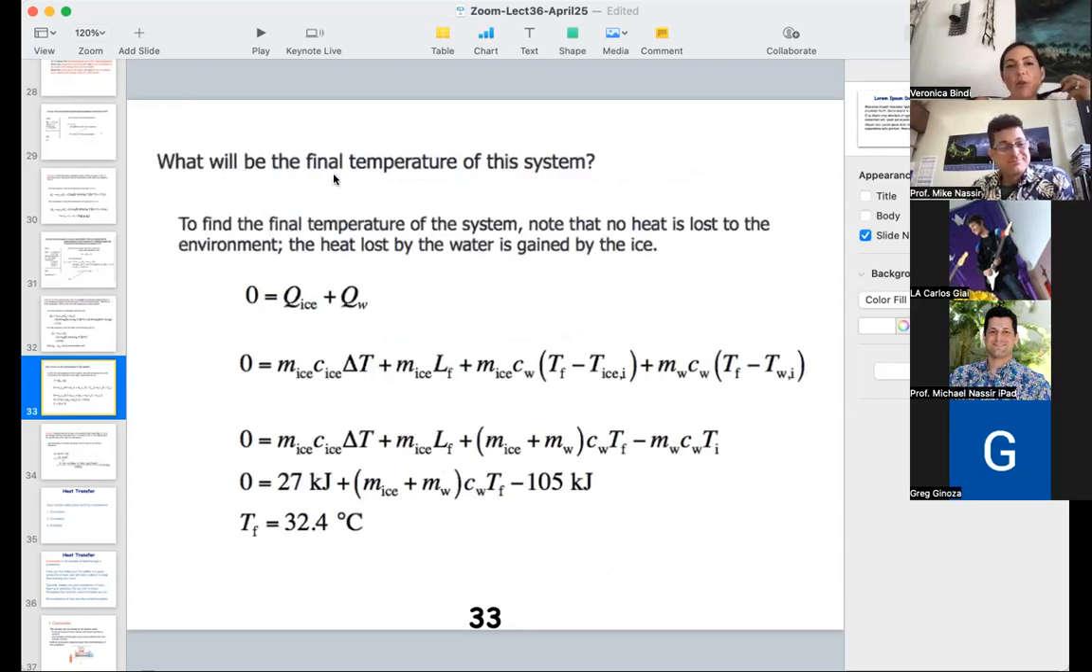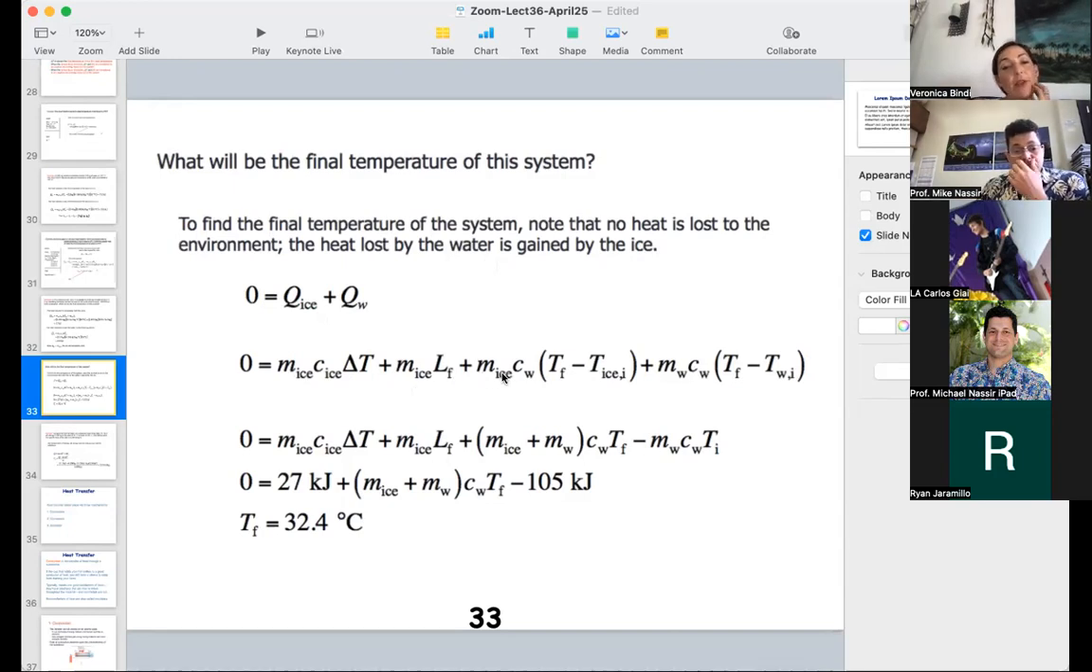And if you ask what will be the final temperature of the system, note that there is no heat lost to the environment. So the heat that gets lost by the water is gained by the ice. So 0, because we don't have any exchange of heat with the external system, is going to be Q of the ice plus Q of the water. So Q of the ice is going to be the mass of the ice, C of the ice, delta T, plus the mass of the ice, LF, which is exactly what we did before.